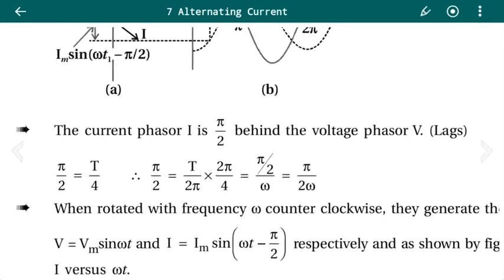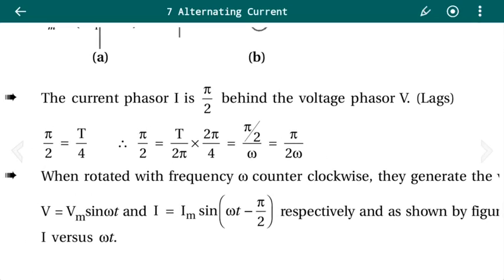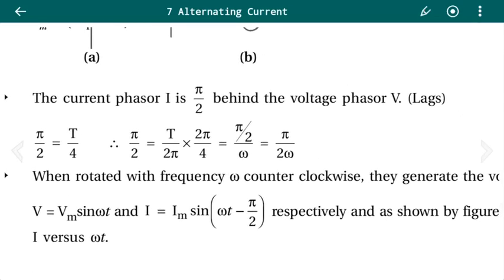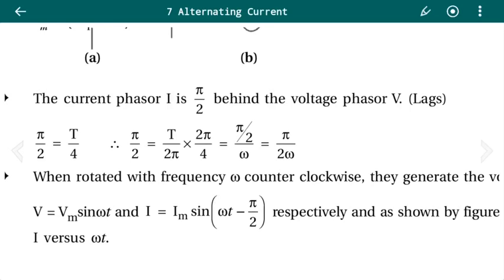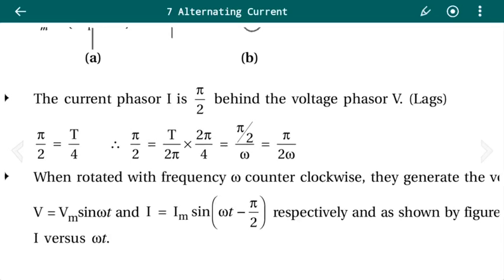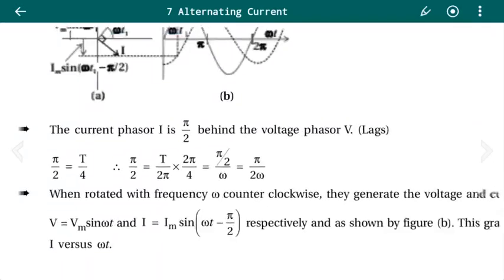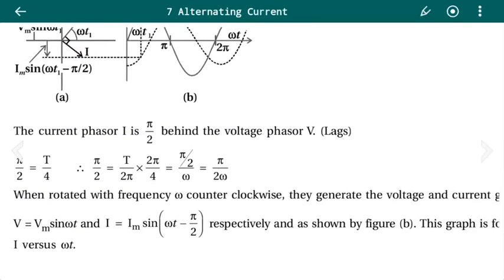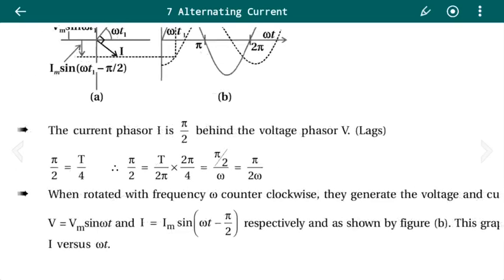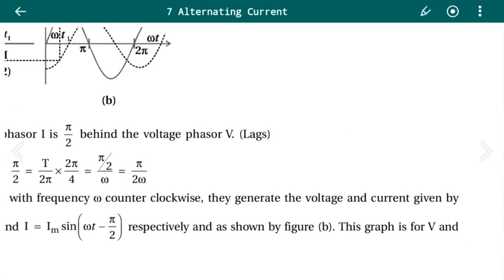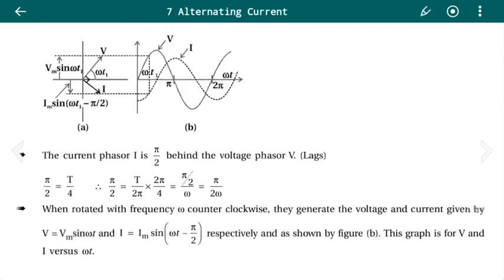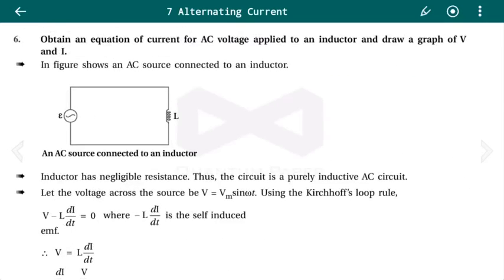The current phasor I is pi by 2 behind the voltage phasor. Pi by 2 equals T by 4, that is pi by 2 equals T upon 2 pi into 2 pi by 4, which can be written as pi by 2 upon omega equals pi upon 2 omega. When rotated with frequency omega counterclockwise, they generate the voltage and current given by V equals Vm sin omega t and I equals Im sin omega t minus pi by 2 respectively. And as shown by figure B, this graph is for V and I versus omega t. So students, you may note down this theory.